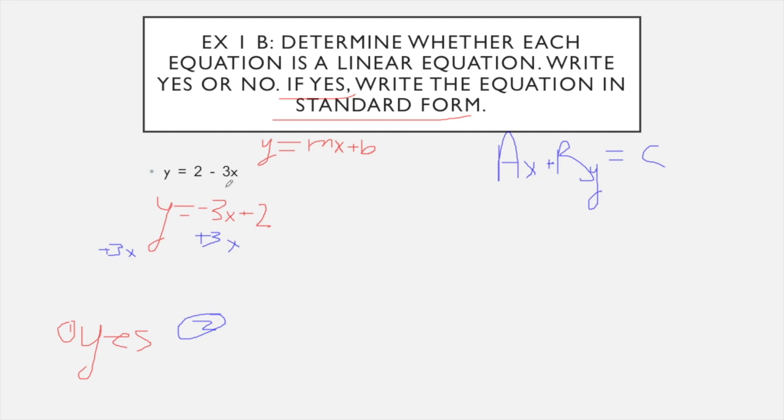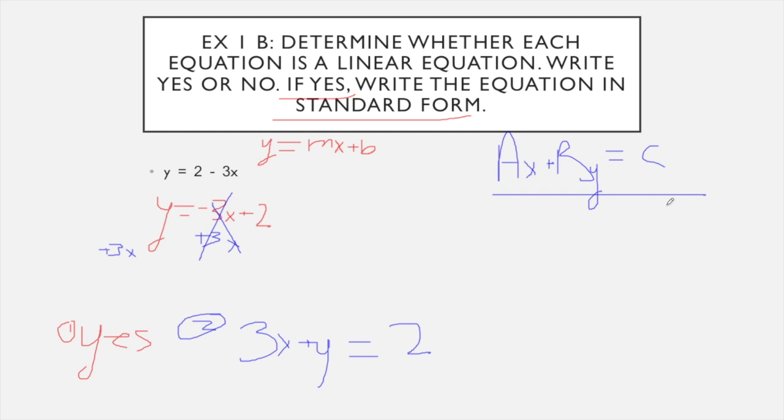If I add 3x over here, these cancel out, that goes away. And then over here, I just get 3x plus y. So when I add all this together and bring it down, my standard form, 3x plus y equals, what's left on the right? Just 2. 3x plus y equals 2.